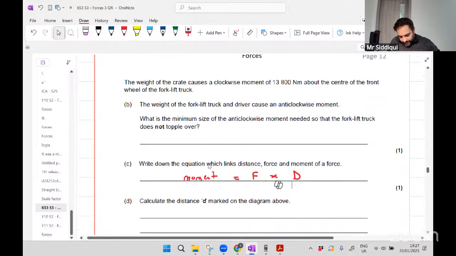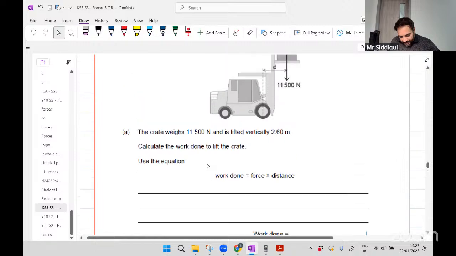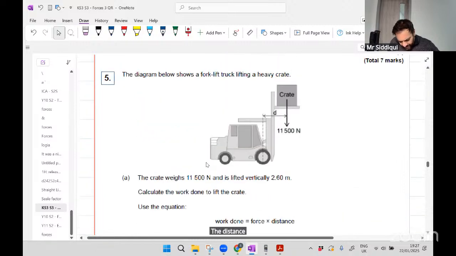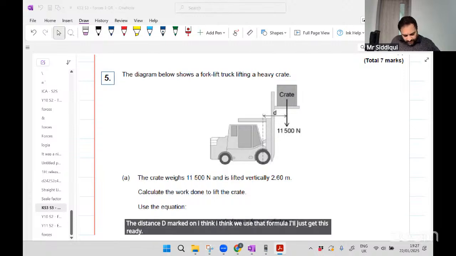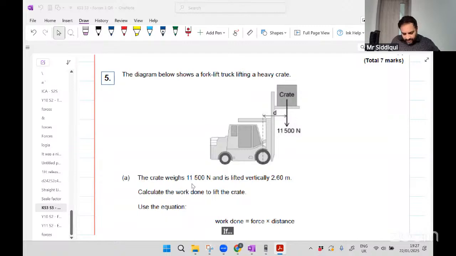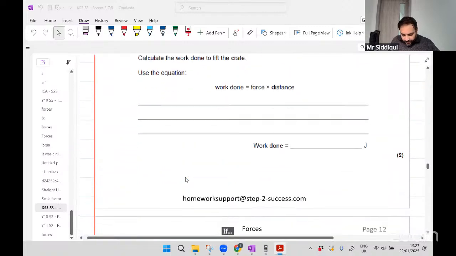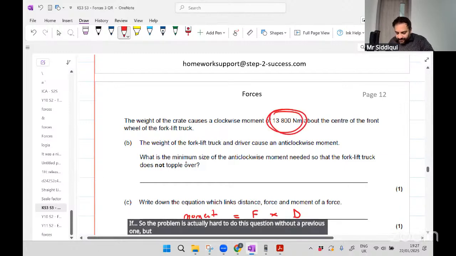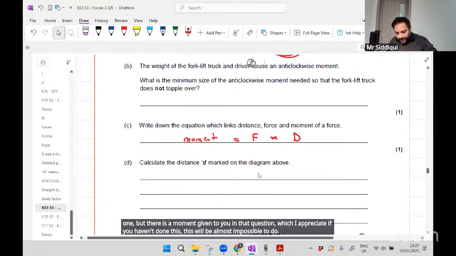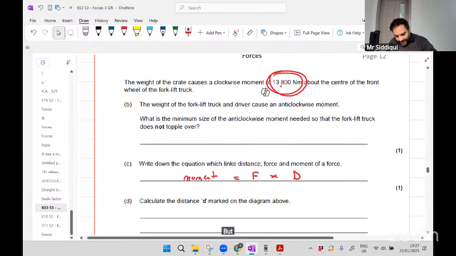And the distance D marked on. I think we use that formula. I'll just get this ready. So the problem is, it's hard to do this question without a previous one, but there is a moment given to you in that question, which I appreciate. If you haven't done this, this will be almost impossible to do. But the moment from the question is 13,800.